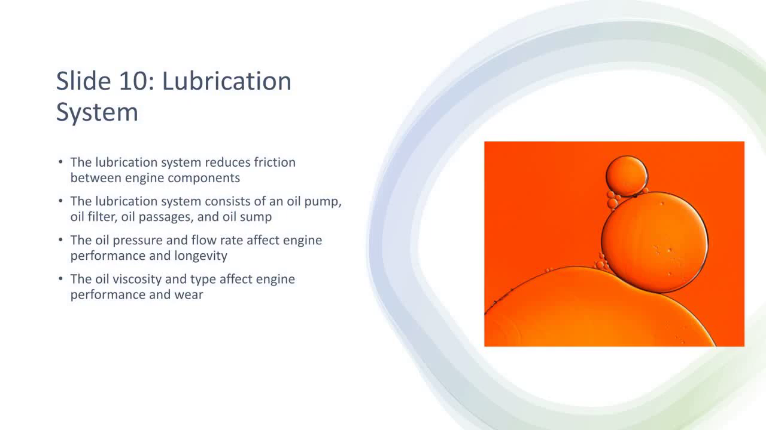The oil viscosity and type also play a crucial role in the engine's performance and wear, as using the wrong oil can lead to increased wear and poor performance. By understanding the lubrication system's function, we can appreciate how it helps protect the engine from damage and how it contributes to the engine's longevity and performance. Proper maintenance of the lubrication system is crucial to ensure the engine runs smoothly and reliably for years to come.